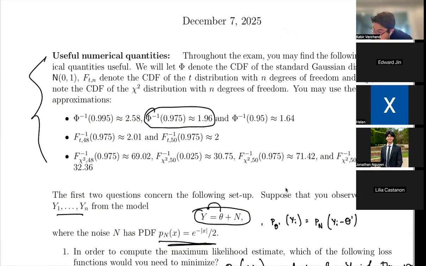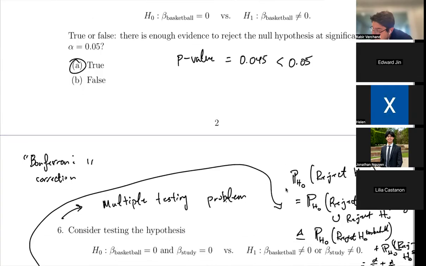And this quantity, if we go all the way up here, this is given. Right, I see. This should be here. There's a typo in this. This should say chi-squared 48. And this is given here. Someone asked this on the Brightspace discussion, and I didn't catch this. This is indeed with 48 degrees of freedom. So this quantity is 30.75.